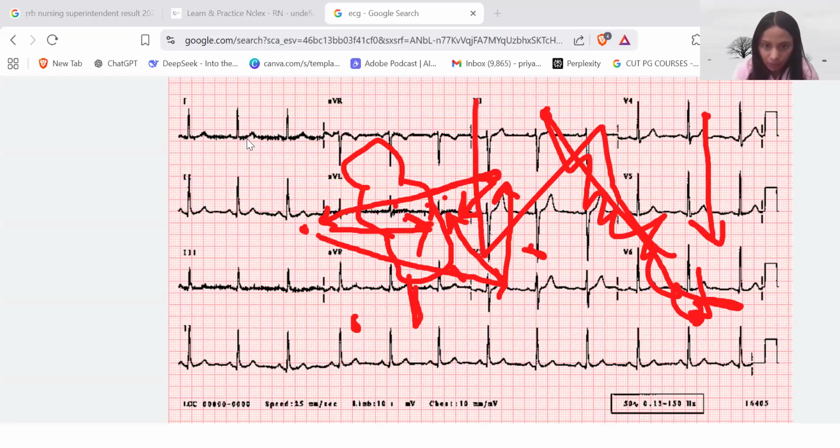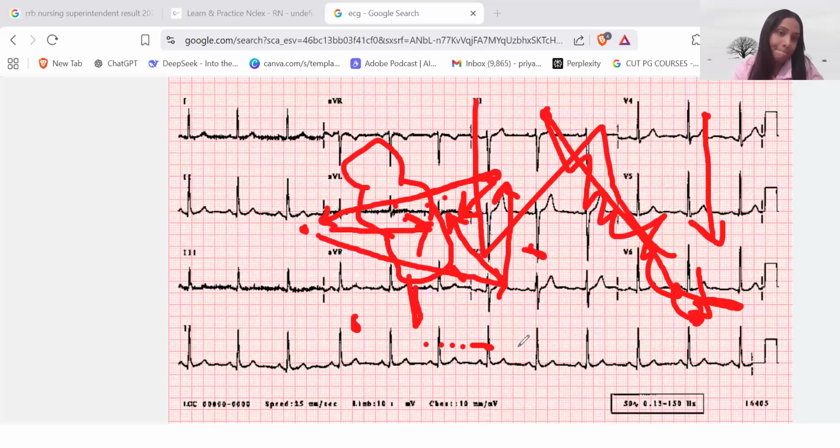Now we will learn how to calculate the heart rate. First, something about small boxes and large boxes. Can you see the small boxes? 1, 2, 3, 4, 5, 6, 7, 8. These are the large boxes. In one large box, you have 5 small boxes: 1, 2, 3, 4, 5.